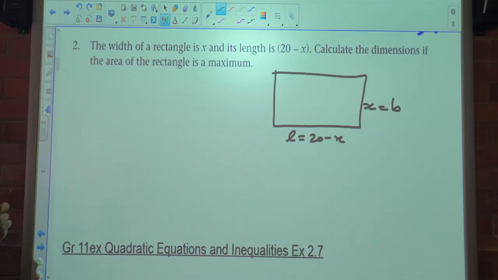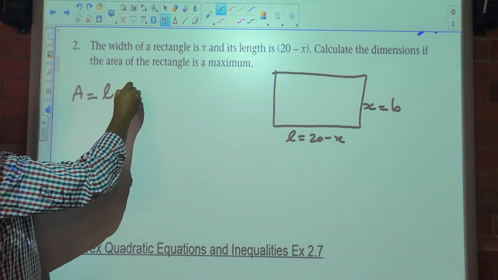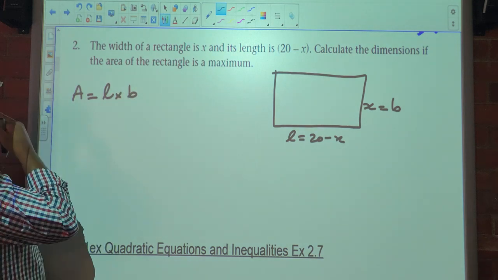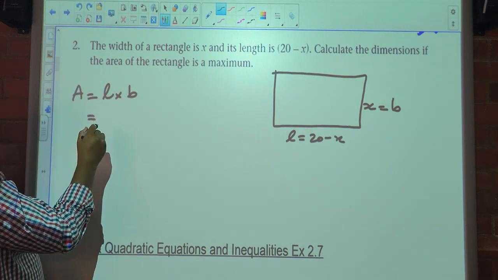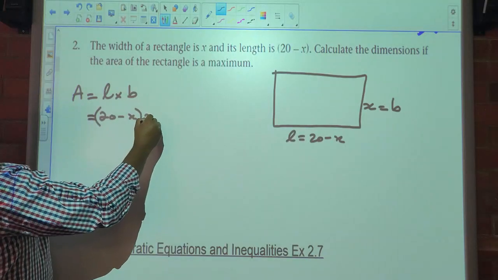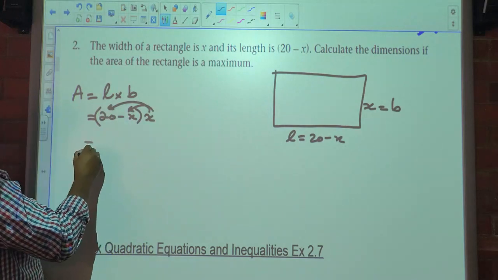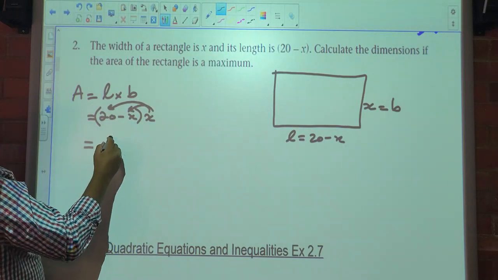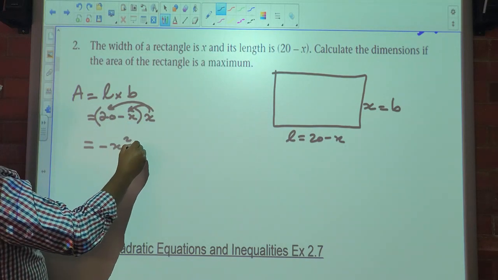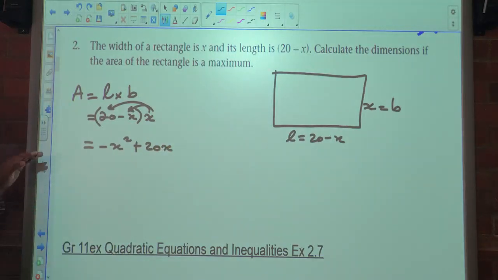How do we calculate area? Area is equal to length times breadth. Not so? So we go: what is the length? 20 minus x, times the breadth, x. So again I multiply to get rid of the brackets. That's going to be negative x squared plus 20x. So what is this to us?